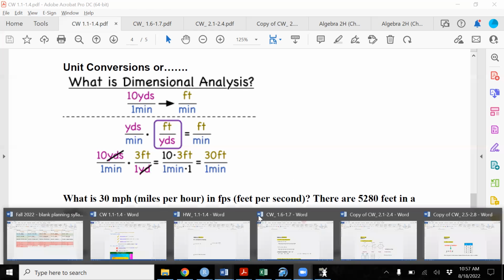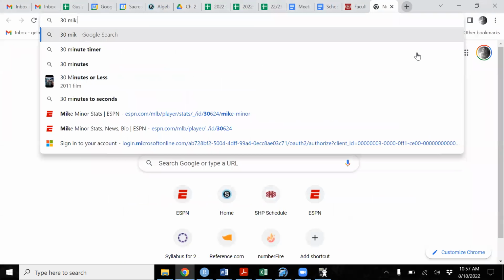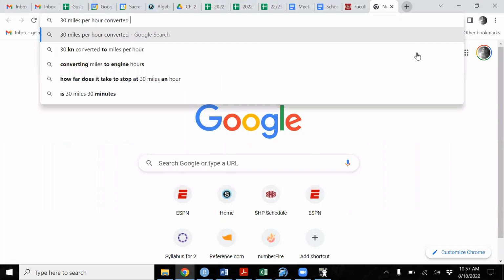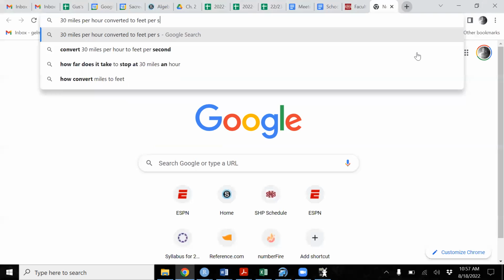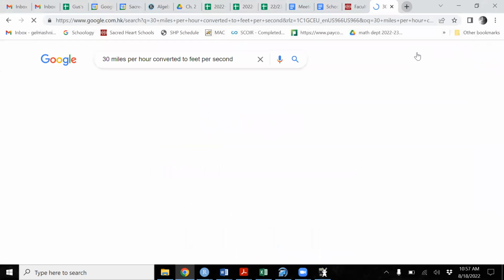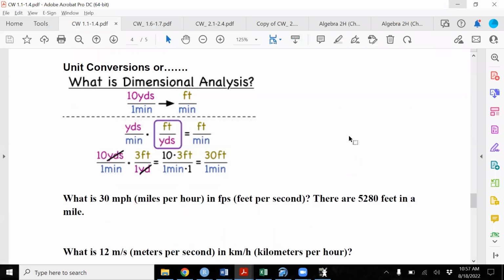But you could do this if you want to. You could always cheat and say, hey, 30 miles per hour converted to feet per second. I did not have this option because I went to school in the 90s when there was no internet. And there you go, you get the answer pretty quickly, right? I know the answer is 44. However, we're going to actually work it out by hand. You can totally just Google this stuff, right?